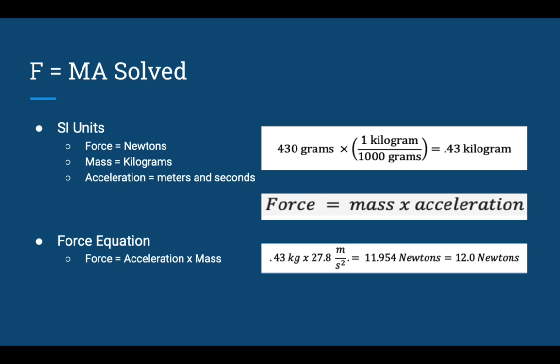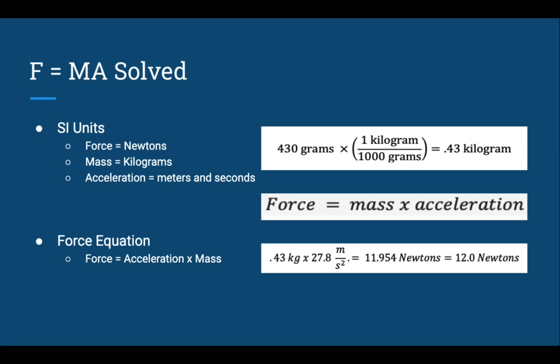First, we need to convert all the variables into International System of Units, or SI units for short. For mass, it is kilograms. For acceleration, it is meters and seconds. If those are correct, force will come out correctly with newtons. In our case, everything is correct except the grams, which we will convert by dividing 430 grams by 1,000. This will give us 0.43 kilograms.